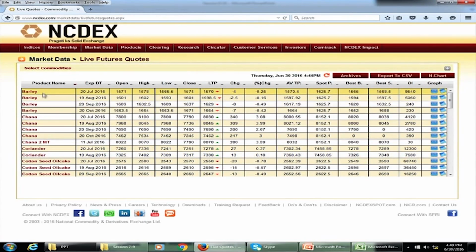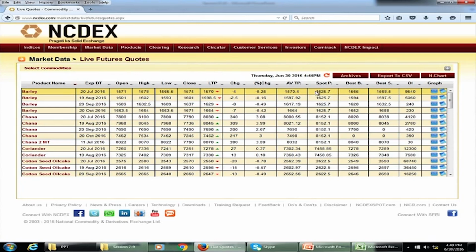This is a barley contract, the contract maturing on 20th July 2016, and barley 19 August 2016. So this is the nearby contract, this is the mid-month contract, and this is the contract maturing in September and October. And here you see the future price, open, high, low, close, etc. And you have the change compared to the previous day, percentage change, and average trading price, so throughout the day, the average price at which this barley contract has traded.